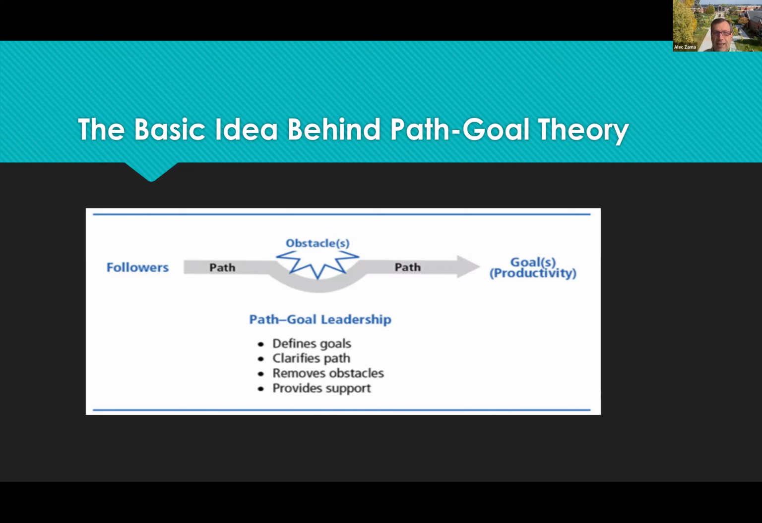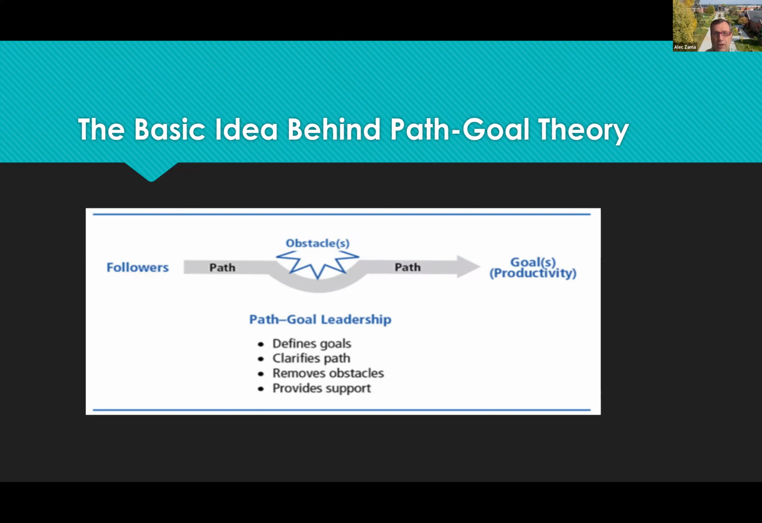Unfortunately, the path is not always straight. So quite often, followers would encounter obstacles on the journey to achieve the goals. So that's where the role of a leader comes into play. The role of a leader here is to remove all of those obstacles and to ensure that followers are progressing successfully towards goal achievement. Some of the roles that leaders could play here are to define the goals, make sure that followers understand the goals they have to achieve, clarify the path, remove obstacles, and provide support.